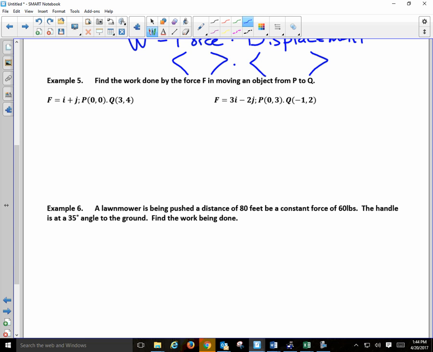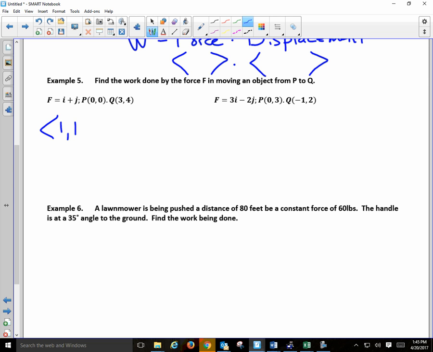So for example, I'm applying a force to this wall right now. How many feet have I moved this wall? So how much work have I done? I haven't done any. So in order to get work done, something has to be accomplished. It must move.